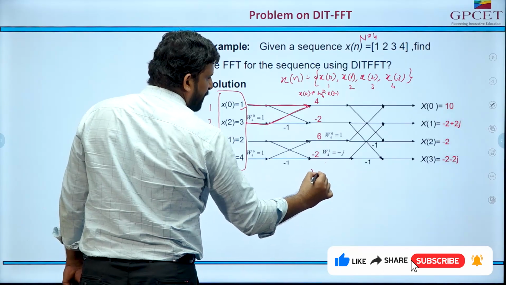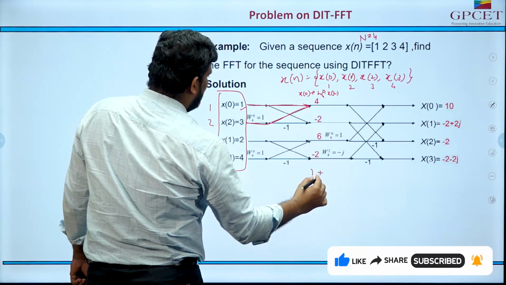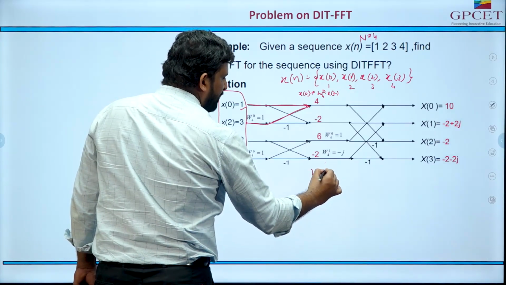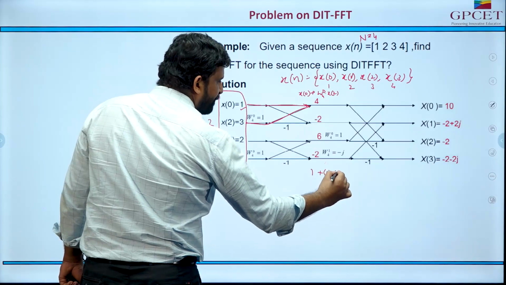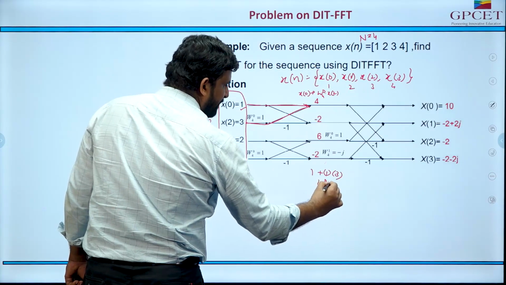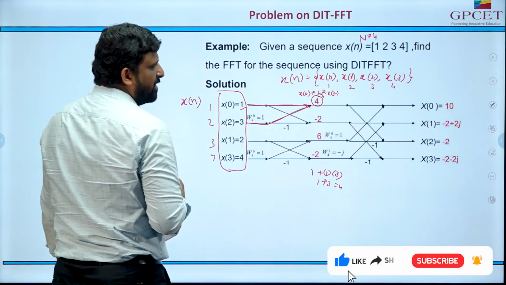What is the value here? x of 0 is equal to 1 plus W4 to the power of 0, which is equal to 1. The value of W4 to the power of 0 is equal to 1, and x of 2 is equal to 3. That is 1 plus 3, which is equal to 4. I think the value we got here is 4.